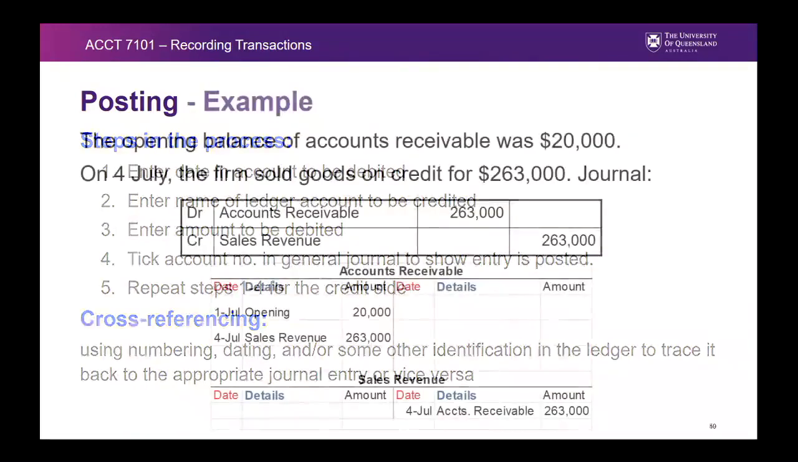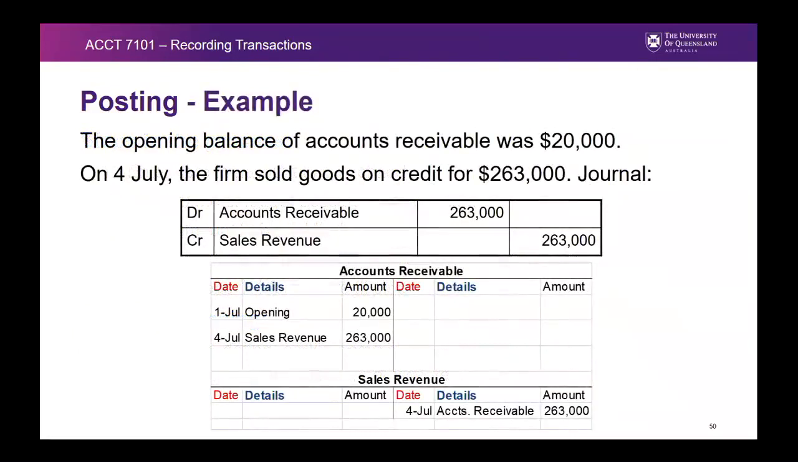So let's have a look at an example of this. So we do some work worth $263,000, and we're owed money. The client hasn't paid us cash yet, but we'll recognise the revenue. So we've got a journal entry there where we haven't been paid for our work, but we'll recognise an accounts receivable asset. And so we debit accounts receivable as the asset. We'll recognise the revenue, so we credit the revenue, in this case sales revenue.